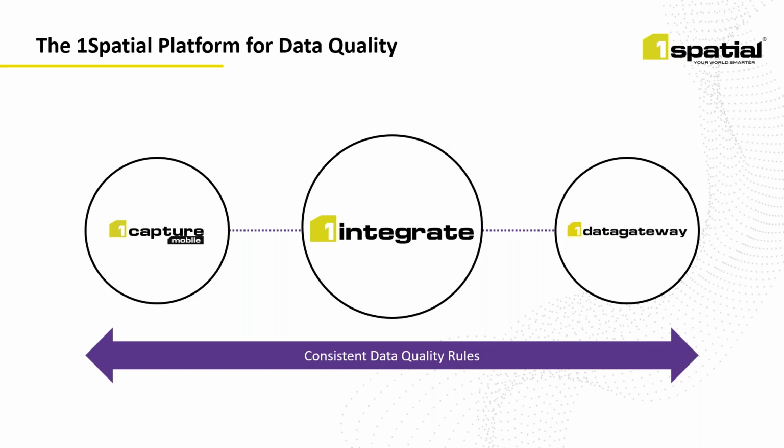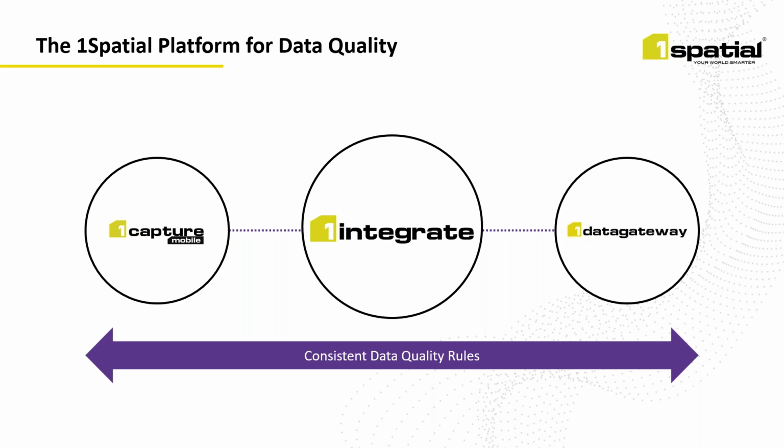So 1Integrate is part of the one spatial platform that can enable and ensure and maintain data quality. We can share consistent rules. So as I've shown, we create the rules within 1Integrate. These can be shared across the platform. And the platform consists of a mobile offering called 1Capture, which is about people out in the field capturing data at the point of capture. 1Capture enables you to run those data quality rules to make sure that you're getting the data right at the time of capture.